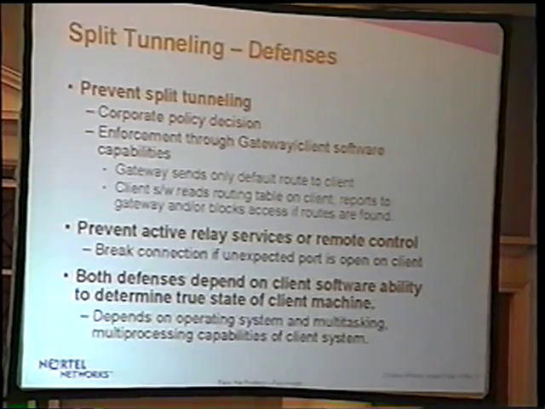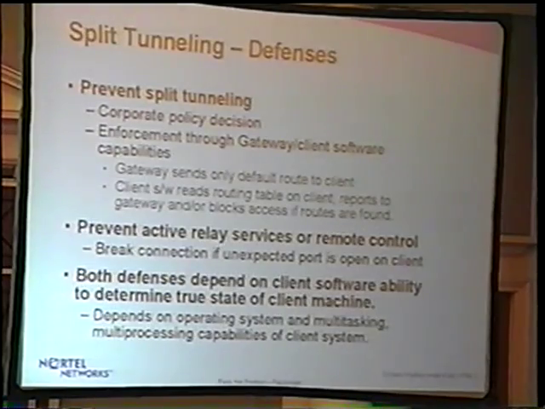Part of the way this works is that the software on the client looks at the routing table on the client, reports to the gateway, and blocks the access. This prevents someone from using their client, setting up their own routing on the client and getting around the routes that are passed down. It's fairly easy to go into your routing table on the PC and do that, but the client software can look at that and make sure that that's not allowed.